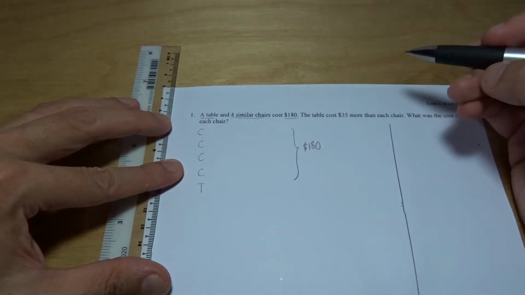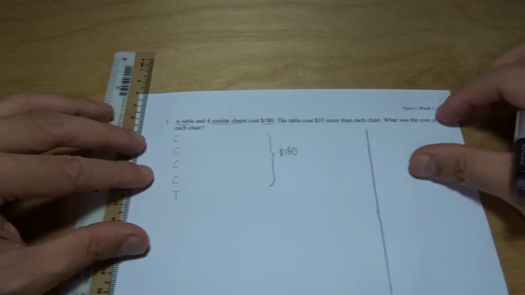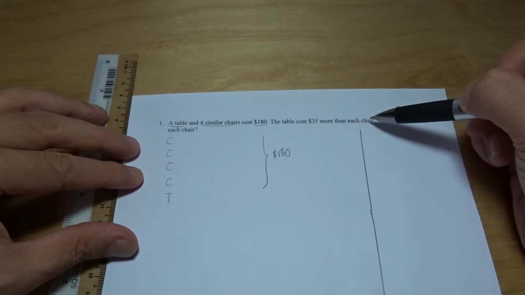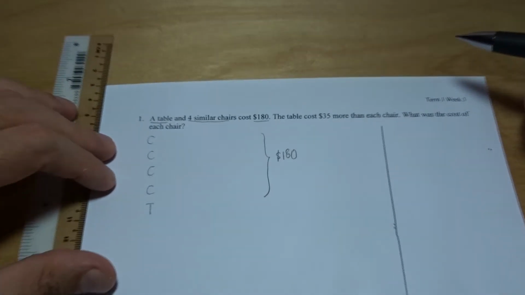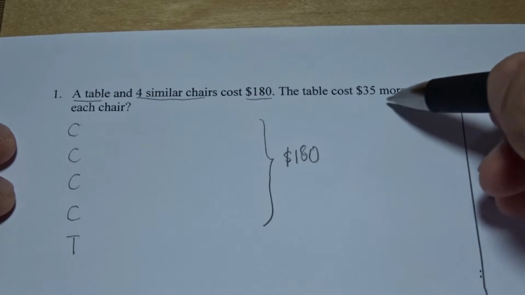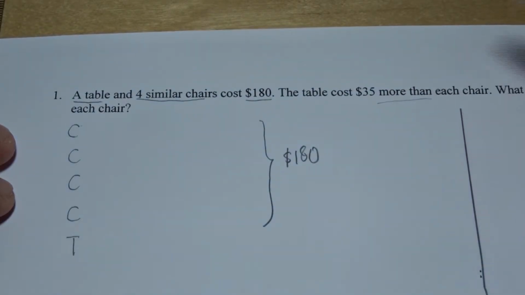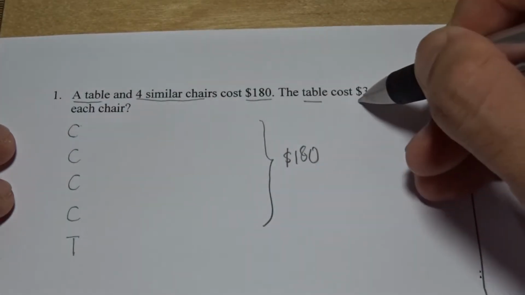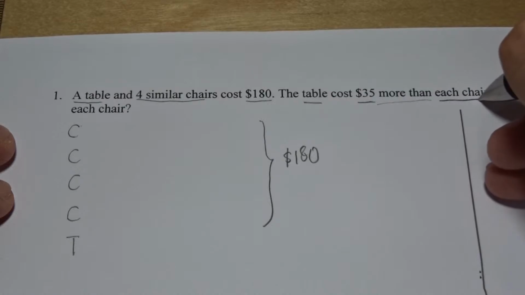Now let's proceed to the next sentence. The table costs $35 more than each chair. We notice the words "more than". So we take note which item is more than the other. In this case, table is 35 more than each chair.